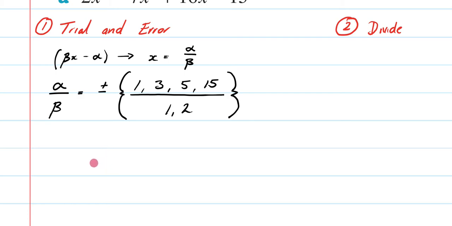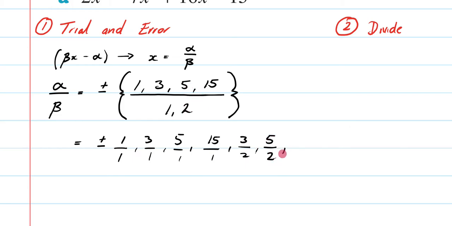So what am I going to trial and error here? It equals plus or minus. Now, I'm not going to consider anything that's an integer. So normally what you'd do here is you go, all right, 1 over 1, you'd have 3 over 1, you'd have 5 over 1, you'd have 15 over 1, then you'd have 3 over 2. So as you can see, I'm just making a whole bunch. Then you'd have 5 over 2, you'd have 15 over 2.